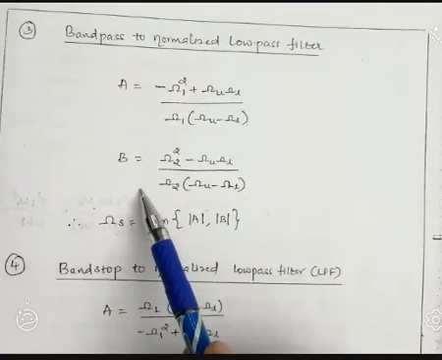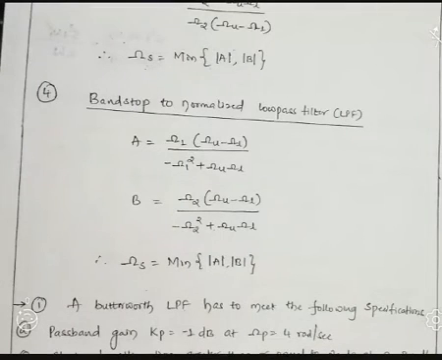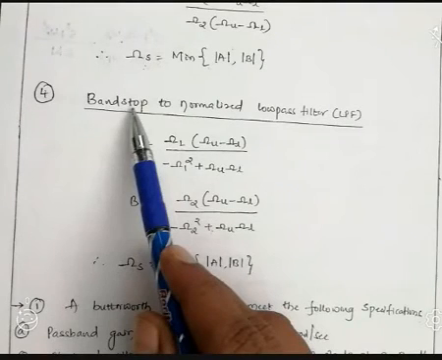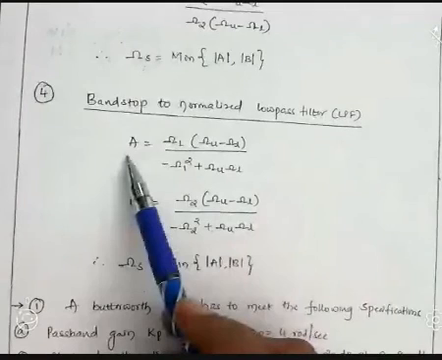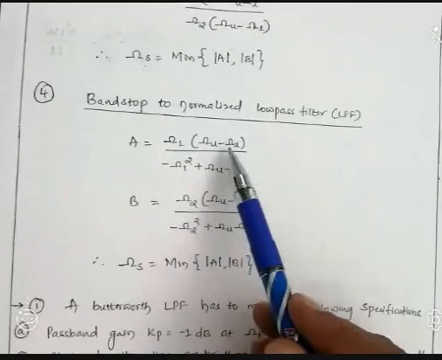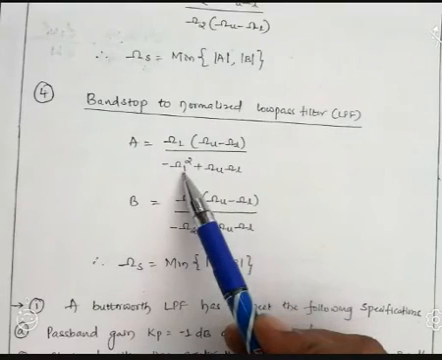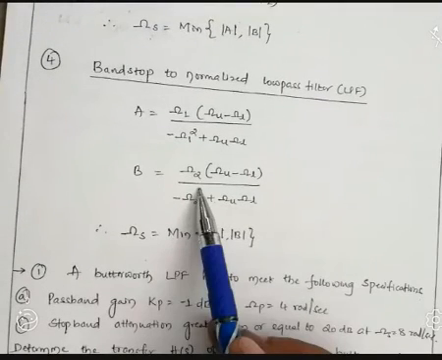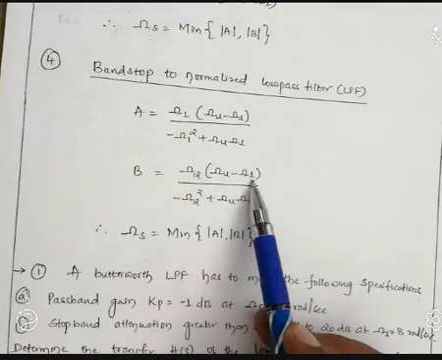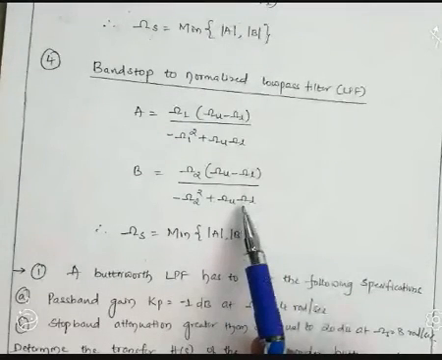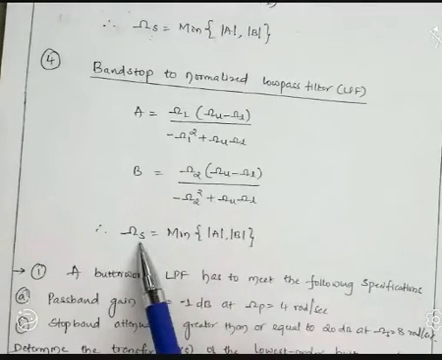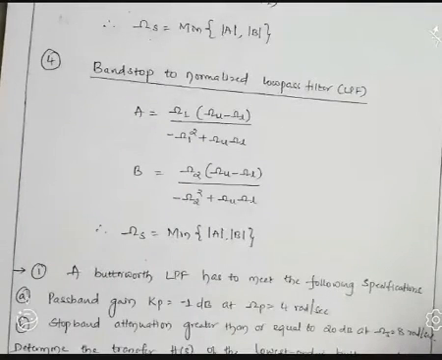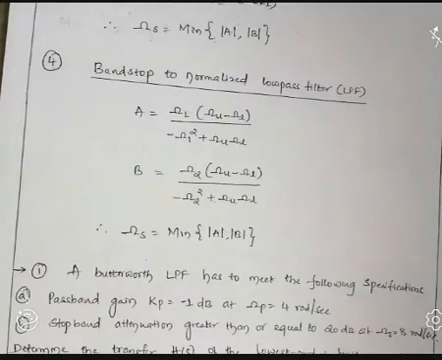Similarly, the last backward design equation is band stop filter of desired frequency to normalized low pass filter, done by A equal to omega 1 multiplied by omega u minus omega l divided by minus omega 1 square plus omega u into omega l, and B equal to omega 2 multiplied by the higher band frequency minus lower band frequency divided by minus omega 2 square plus omega u multiplied by omega l. Then the final equation is omega s cutoff frequency equal to the minimum of these two values. So we discussed forward design equations as well as backward design equations. Let us become familiar with these 8 equations.